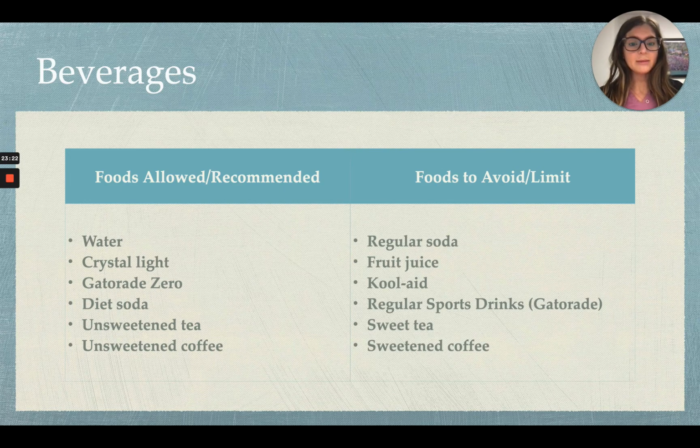Foods to avoid or limit: regular soda, fruit juice, Kool-Aid, regular sports drinks such as Gatorade. Since regular Gatorade, again, is going to be a source of sugar, it does have a lot of added sugar to it. We'd want to avoid Gatorade and provide Gatorade Zero if available. Sweet tea and sweet coffee as well would want to be foods to limit or avoid.